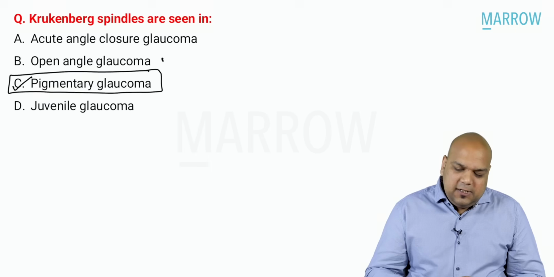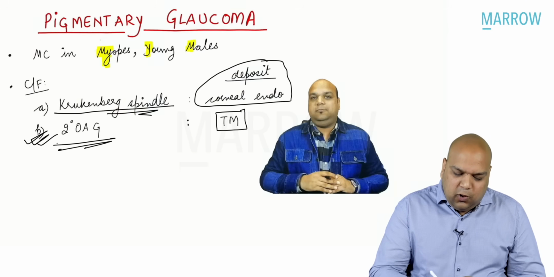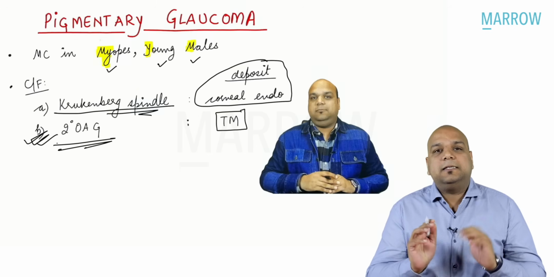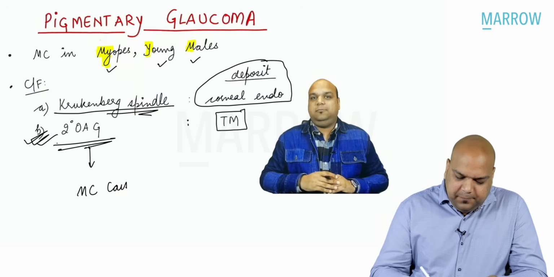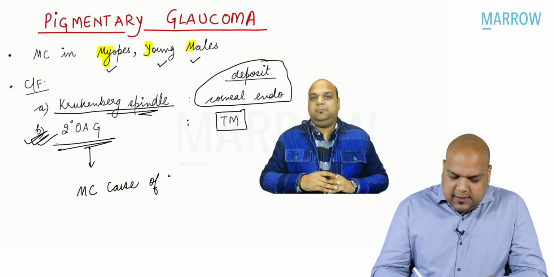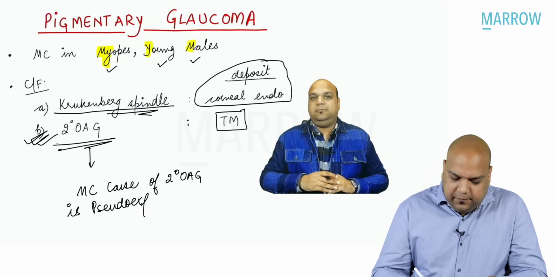Right, guys? Please also remember that pigmentary glaucoma is more common in myopes, young males. Please also remember that the most common cause of secondary open angle glaucoma is pseudoexfoliation glaucoma.